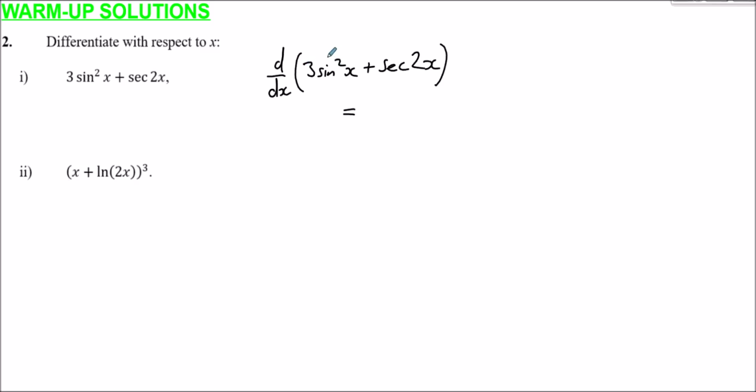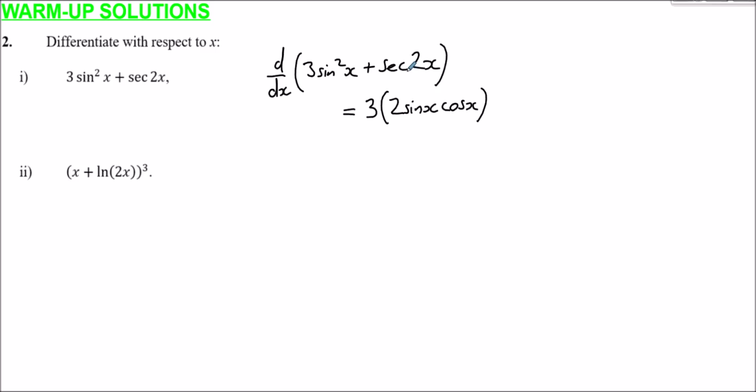But essentially you should see that if I differentiate this, I'll get 3 lots of the derivative of sine squared. Think of u squared, so that'll become 2 lots of sine x multiplied by the derivative of sine x itself, which would give cosine x. And this here, differentiating sec kx, where k here is 2, k is a constant 2, is a standard result given to us in the formula book.